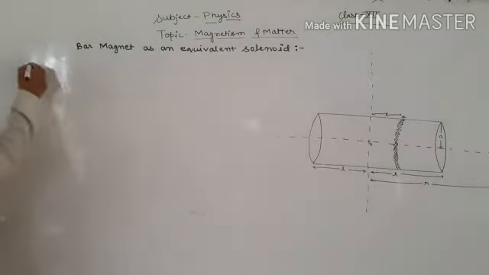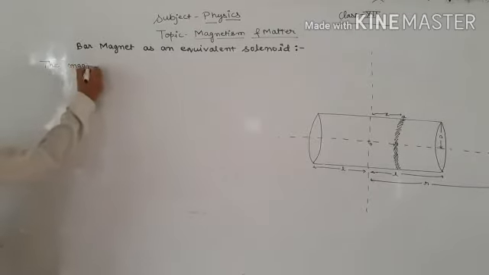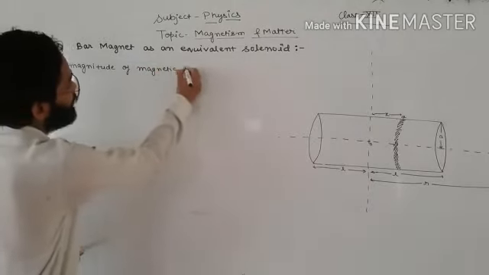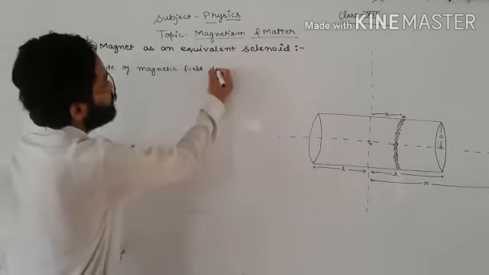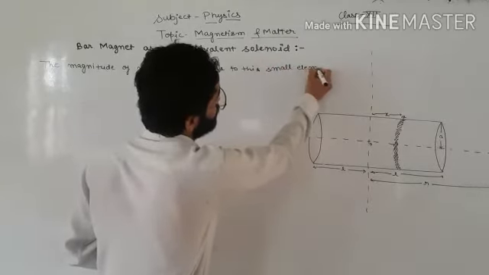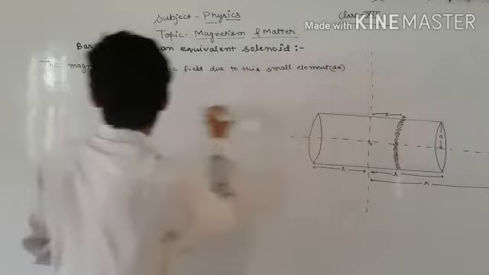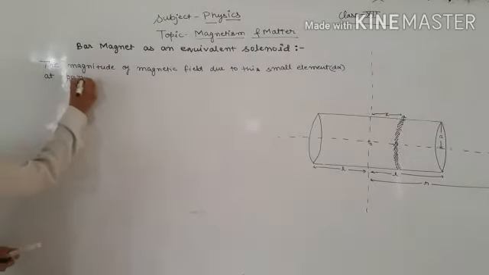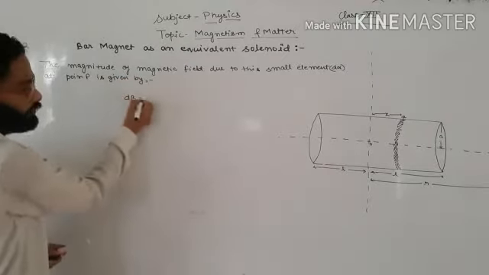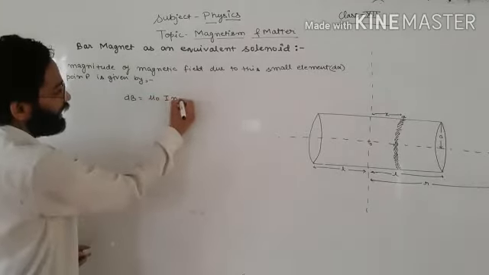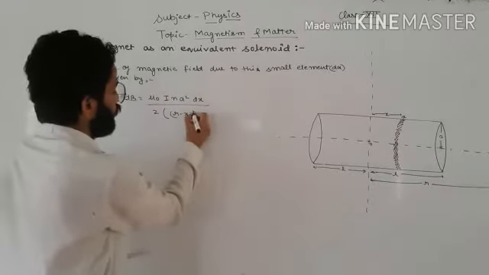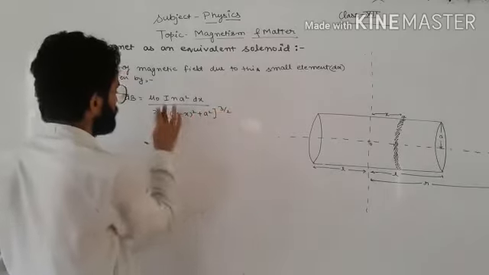Now the magnitude of magnetic field due to this small element dx at point P is given by dB is equal to mu naught I n a square dx upon 2 times (r minus x) whole square plus a square, power 3 by 2.